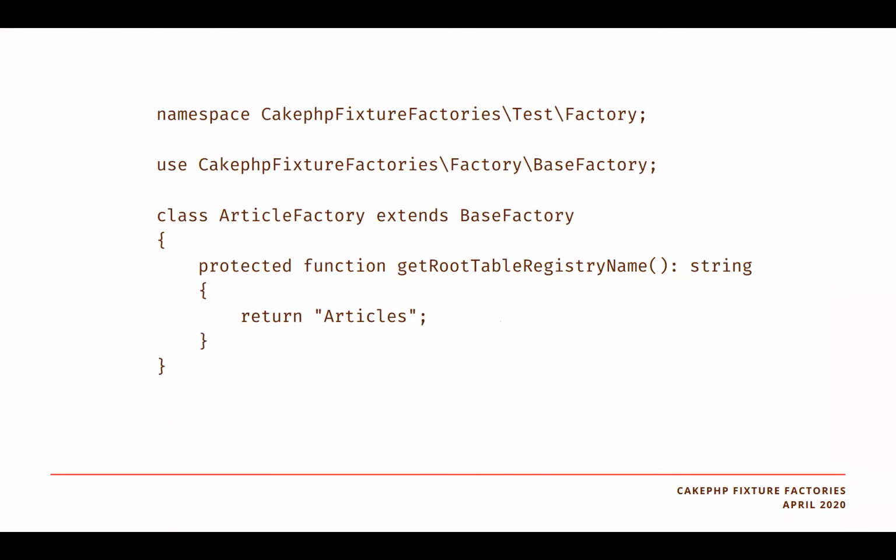So this is what our factory looks like. Take an article factory, for example. It's a small class that extends the base factory, which is provided by the vendor that we present here. And the only thing you do is define to which table this factory is going to create entities. I'll show you an example.